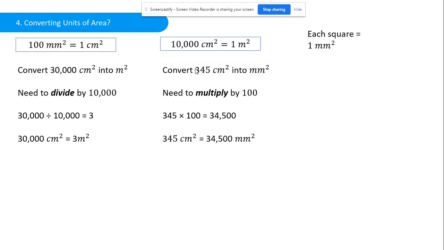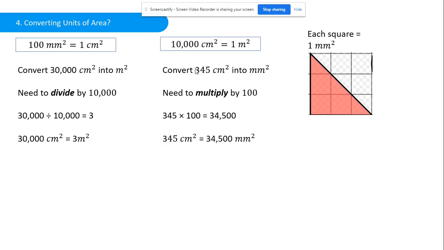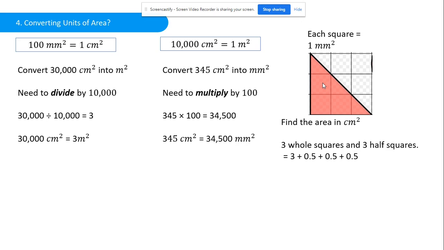We'll do one more now. Here, each square is worth 1 millimeter squared. Find the area in centimeters squared. So here we should first count up the number of squares. There are 3 whole squares and 3 half squares. So 3 plus 3 halves is 4.5. So the total area is 4.5 millimeters squared.